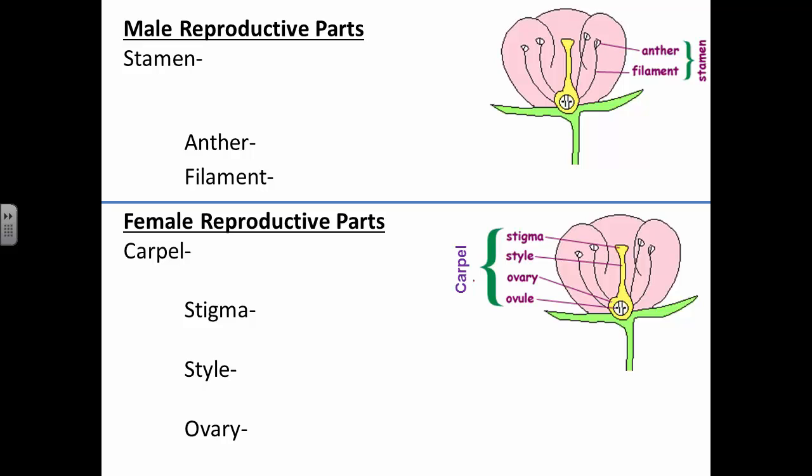Can all plants reproduce sexually or asexually? Yes. Yep.